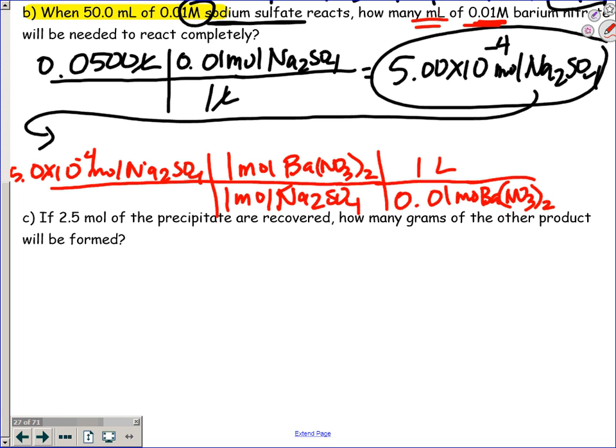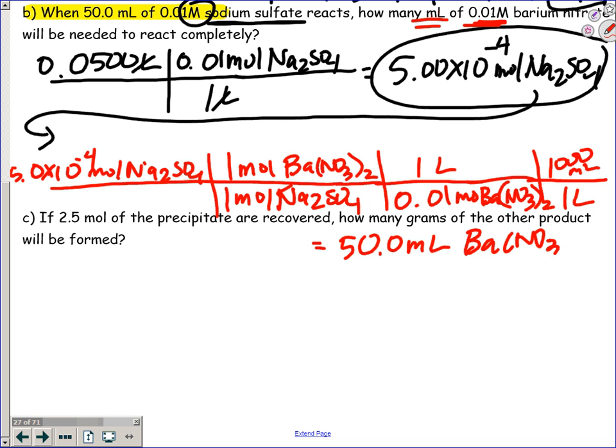And just because it's asking for milliliters, I'm going to have to do one more step. 1 liter is 1,000 milliliters. And that should be 5.0 times 10 to the negative 2nd. Nope, sorry, times 1,000. My bad, times 1,000. 50. Yeah. 50 milliliters of barium nitrate solution.